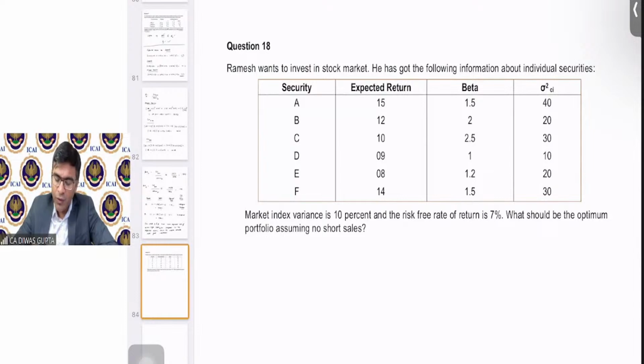They are telling us Ramesh wants to invest in the stock market. He has got the following information about the individual securities: Security A, B, C, D, E, and F. There are six securities given to us with some of their observable market inputs, which are the expected returns 15, 12, 10, 9, 8, and 14. These are the expected returns. And we have been given their betas respectively. Plus, we have been given a standard deviation of 40, 20, 30, 20, 10, 20, and 30 as well.